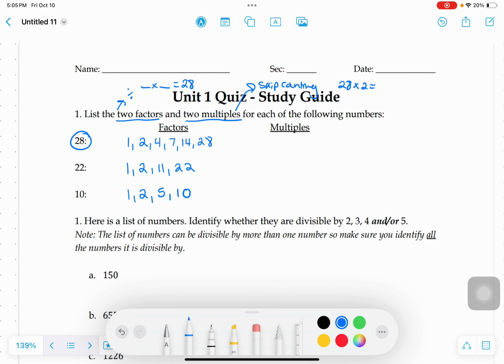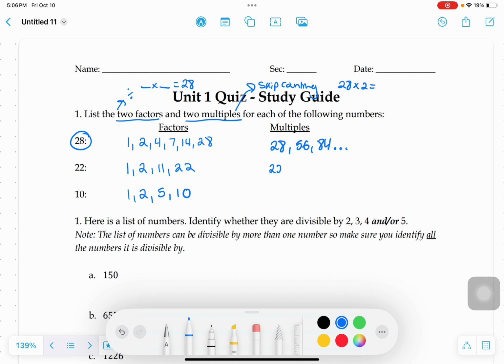For multiples, I'm doing skip counting. So I could do 28. 28 plus 28 is 56. Let's add another 28. That's 84. Any number that you can find by skip counting or adding 28 repeatedly could be a multiple.